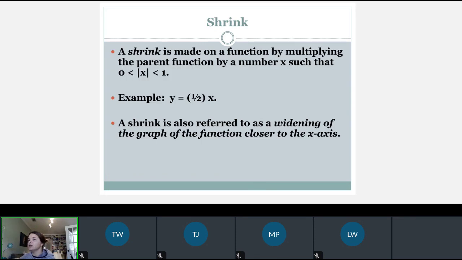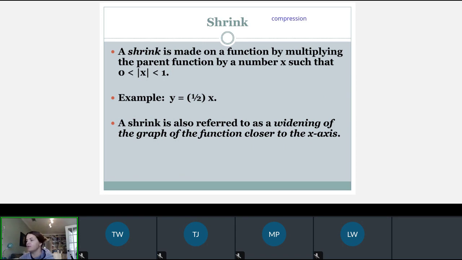So what is a shrink or a compression? I'll type that out in case you prefer to use that word compression. A compression or a shrink is made on a function by multiplying the parent function by a number x such that x is between 0 and 1. So it's a fraction where the top number is smaller than the bottom. For example, y equals 1/2 x.